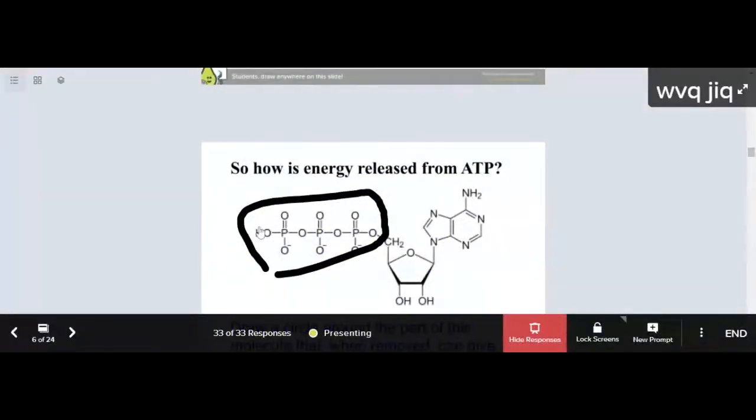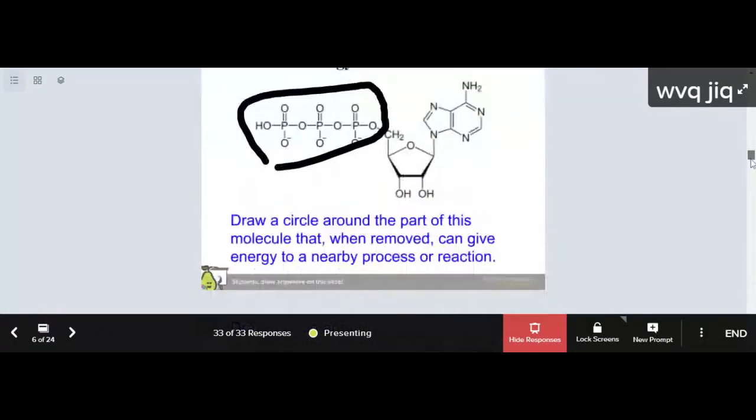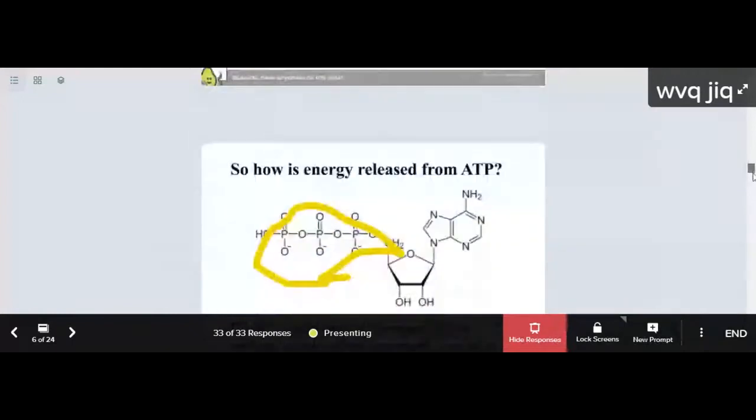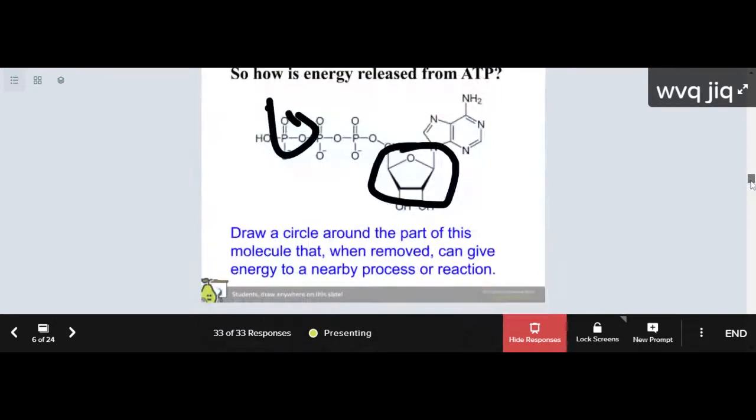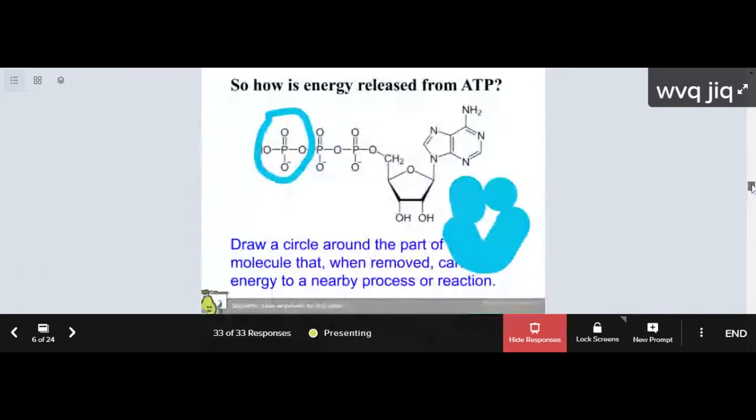So remember, not all three, just the last one, okay? Just that last terminal one is the one that comes off. The closer you get to the ribose, the more strongly held the phosphates are. So those two internal phosphates are actually really hard to get off. That last one is very loose though. The ribose is the part of the molecule that just stays put.